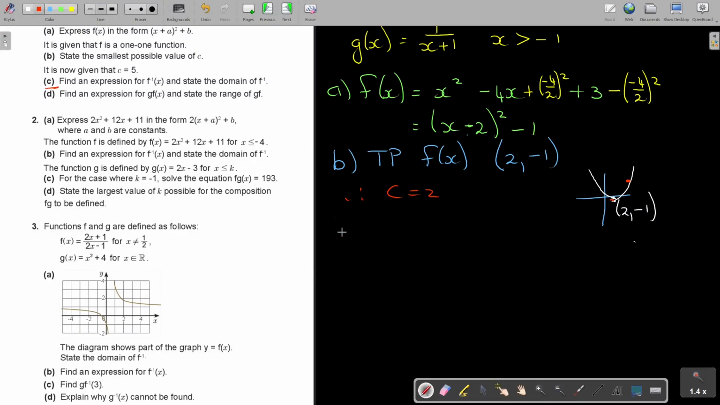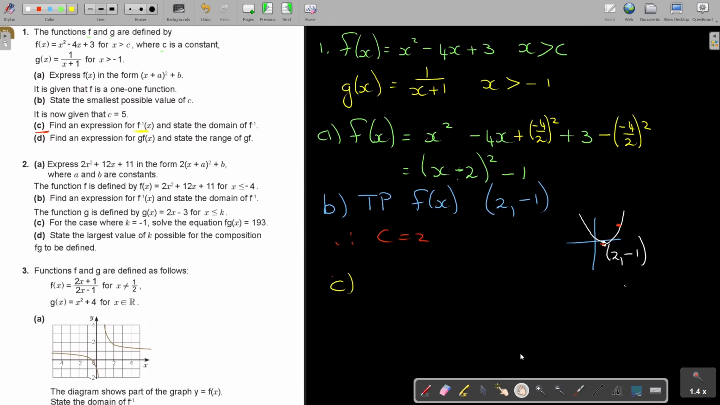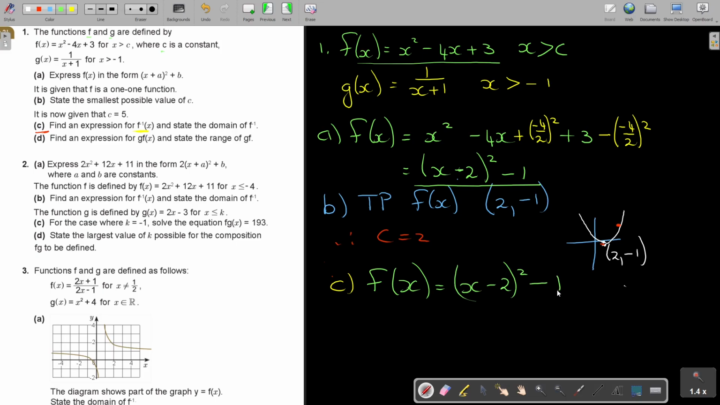There is number C. Find the expression for the inverse and state the domain. Now remember, if I go a little bit down, let's rather take green, that's a quadratic function. If I want to get the inverse of a quadratic function, it must be in this form. So start by saying f(x) is equal to (x minus 2)... so I must complete the square on one side. Now I can say y is equal to (x minus 2) squared minus 1.